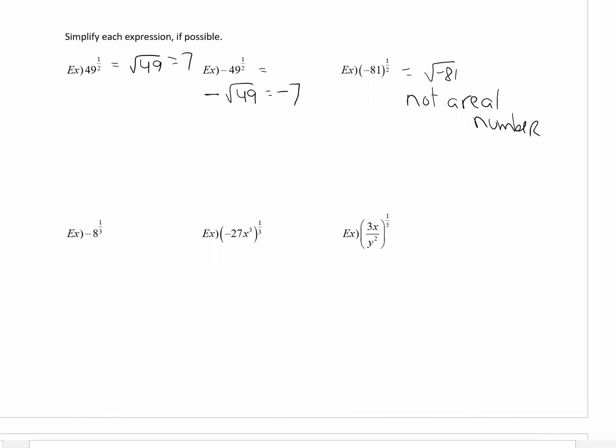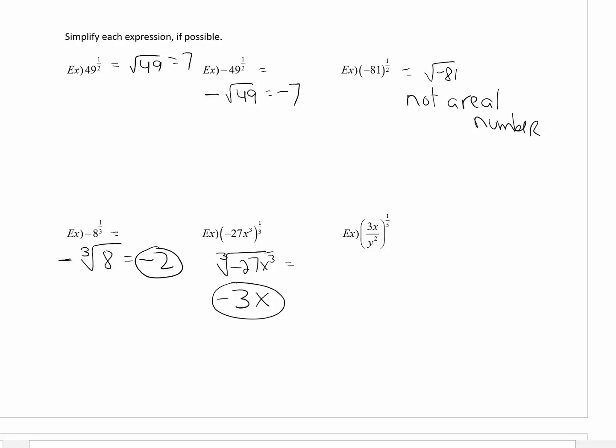Okay, let's take a look at a couple other examples then. So again, the negative is outside, so I can rewrite this as negative. But because it's to the 1/3, this is going to be the cube root of 8. And the cube root of 8 is 2. So our answer here is negative 2. Notice the negative is inside the parentheses, so this will go under the radical. Again, it's to the 1/3, so it's the cube root of negative 27 x cubed. Well, the cube root of negative 27, that's negative 3. And the cube root of x cubed is x. So our answer here is negative 3x.